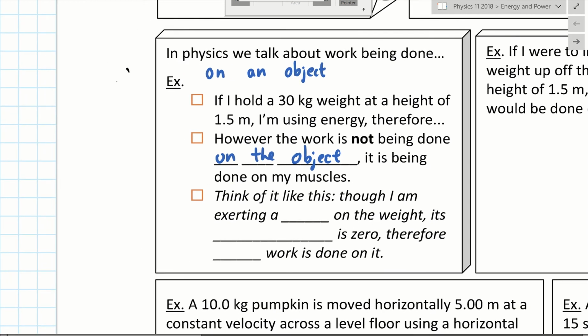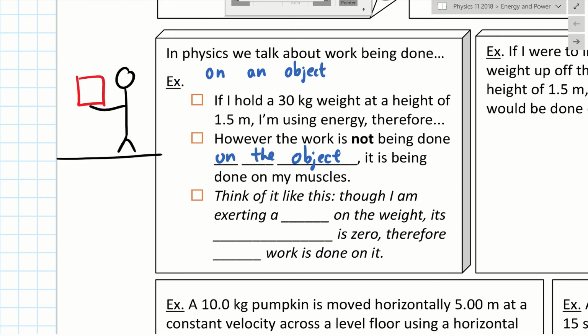So let's say you're just holding a box, standing. You're not picking up the box, you're just holding it. Now, holding something actually doesn't add energy to the object. Picking it up does. Throwing an object adds energy to it.